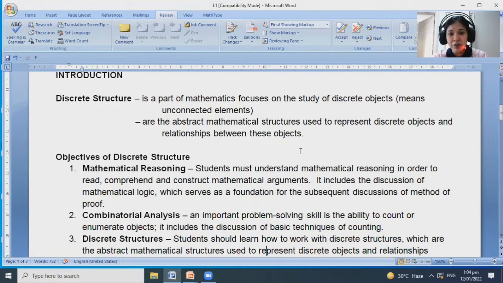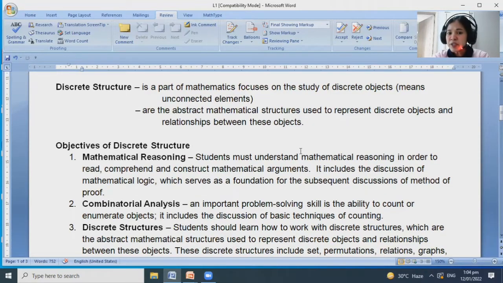Objectives of discrete structure. Number 1, mathematical reasoning. The students must understand mathematical reasoning in order to read, comprehend, and construct mathematical arguments. It includes the discussion of mathematical logic, which serves as foundation for the subsequent discussion of method of proof. Mathematical reasoning. So we have two, the inductive and deductive reasoning. It will improve and develop your reasoning skill, reasoning ability on how you will analyze, compare things, think analytically and critically.